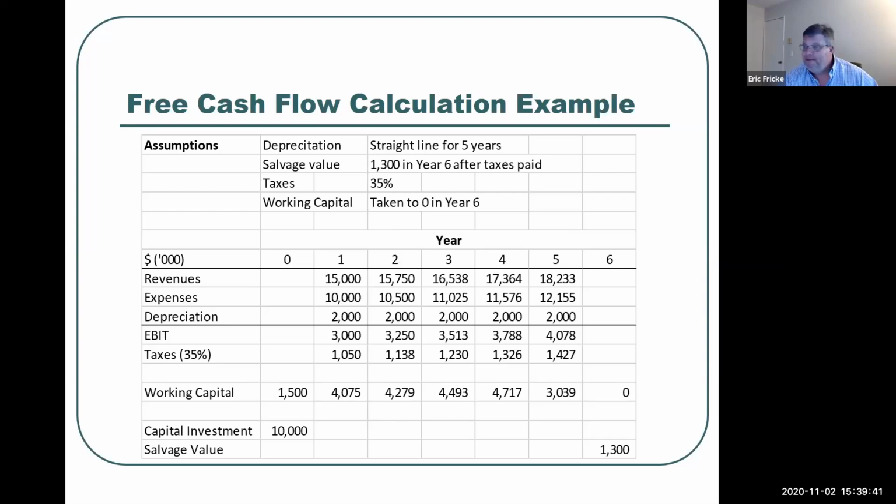So let's take a look at an example now. I just put up a spreadsheet there, and I uploaded it to Blackboard as well. And here's some of the assumptions for this analysis. I wrote in a lot of the information already. So depreciation, looks like I have a spelling mistake there. Depreciation is straight line for 5 years. There's a salvage value of $1,300 in year 6, and that's after taxes are paid. Tax rate's 35%, and working capital is taken to 0 in year 6. And then everything else here is part of our assumptions. So the deal is we need to use this information to calculate free cash flows.